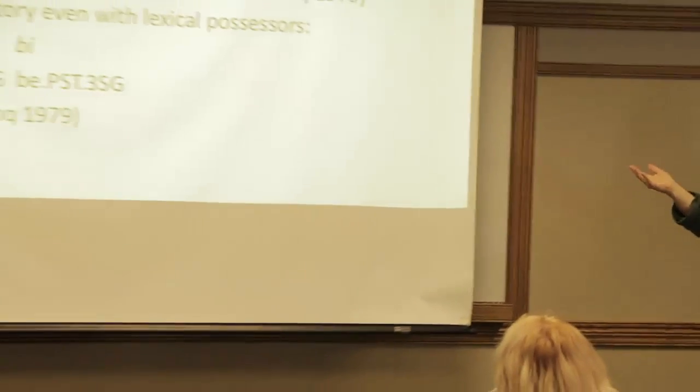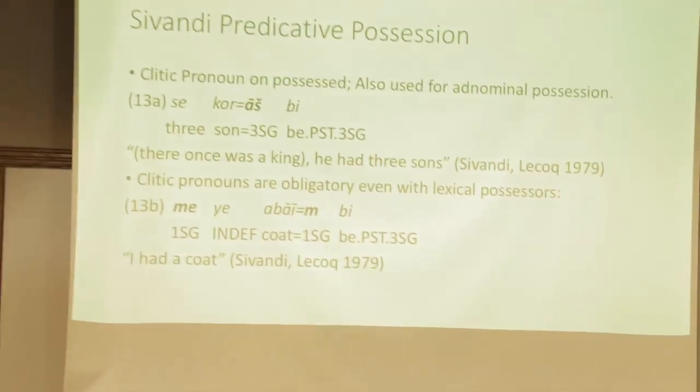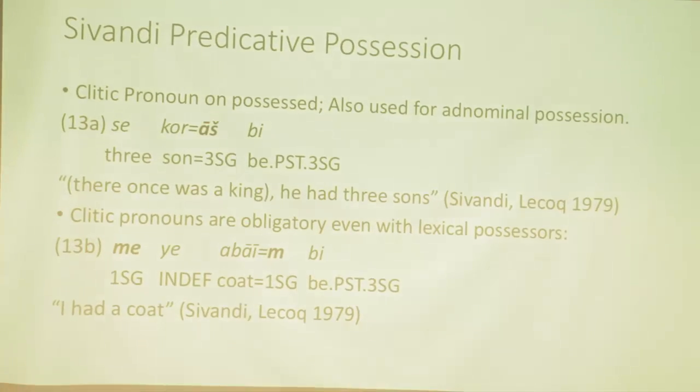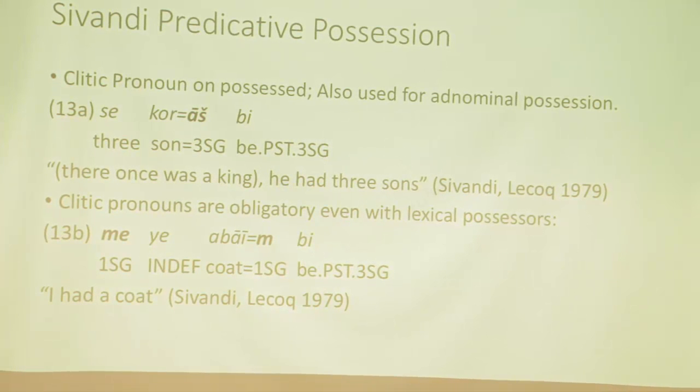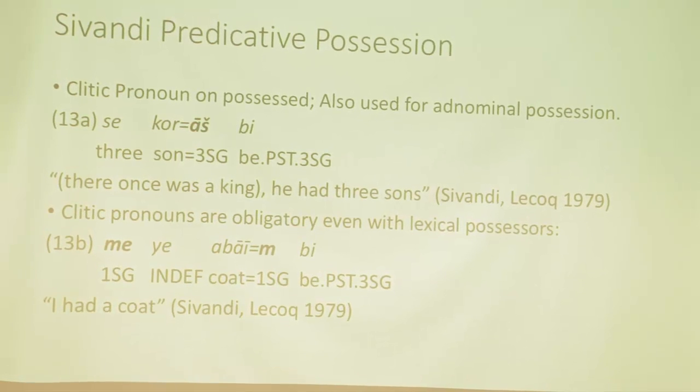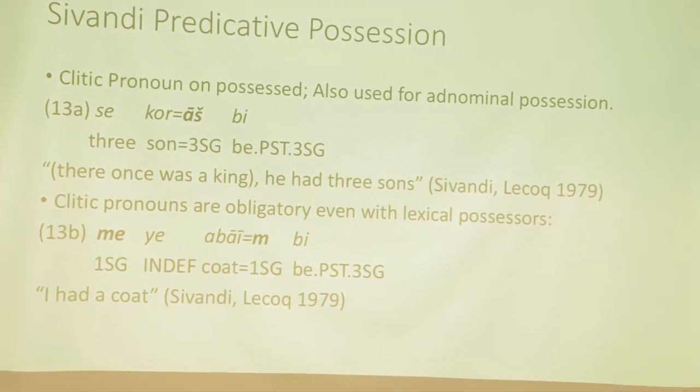The case of Sivandi is a bit more complicated and a bit cooler, because at first glance, in 13a, it looks the same. You have "there once was a king, he had 3 sons." This is the second clause of a story. You have the clitic pronoun cliticizing to the possessed item. It kind of looks again like the first example of what you find in Taleshi and many other northwestern Iranian languages. However, here the clitic pronoun is obligatory. It is always there. So in 13a you basically have 2 pronouns again.